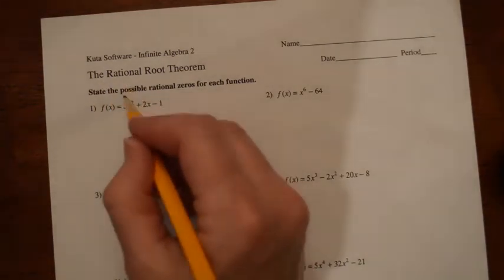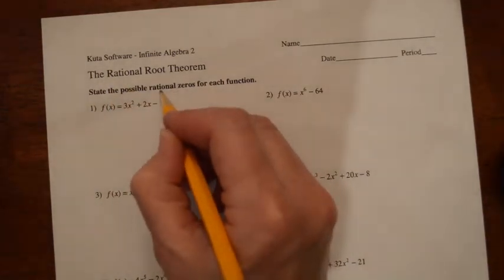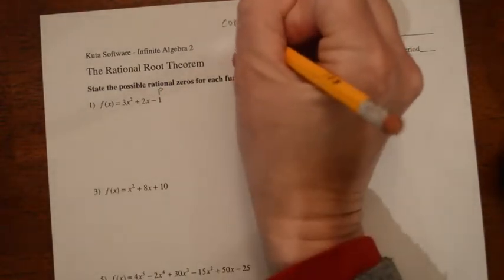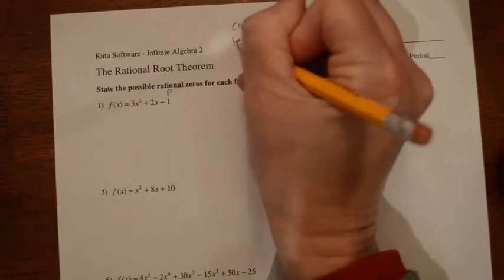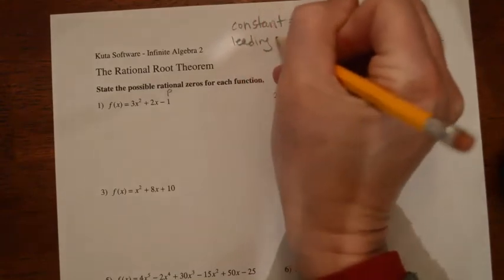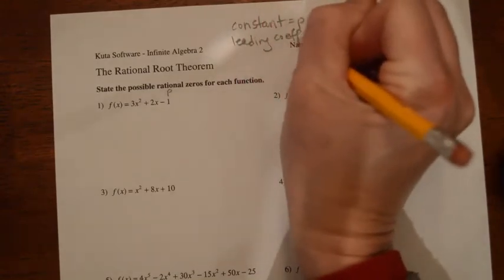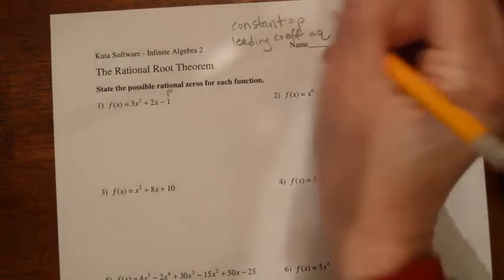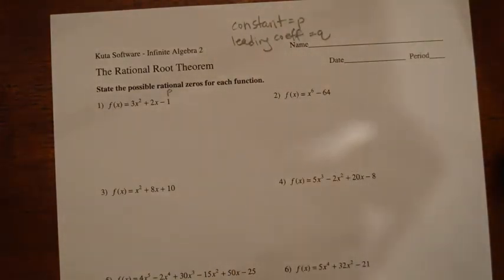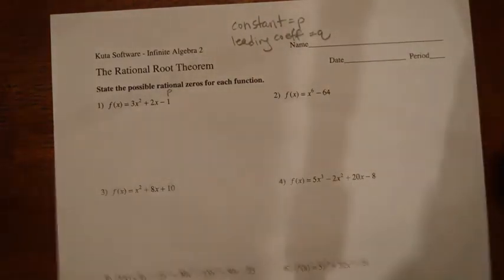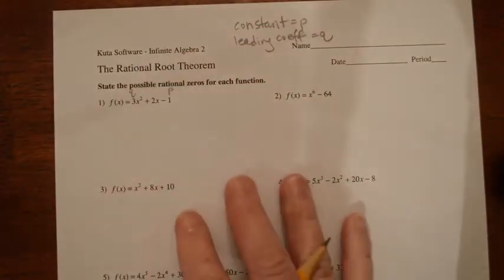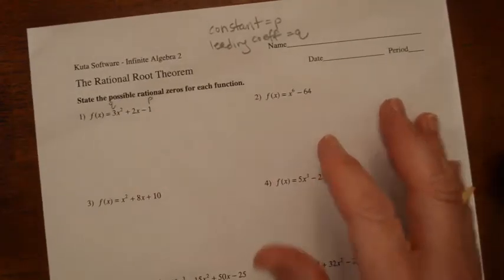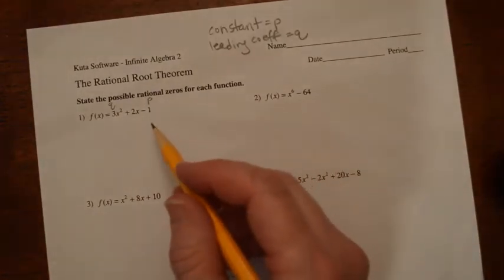So the rational root theorem says that if we have a polynomial and we call the constant p, and the leading coefficient we call q. All right, I'm not sure why we call them p or q, but that's what everybody does. So we have p is, in this case, 1 and q is 3. You can ignore the signs, it's not going to really make a difference.